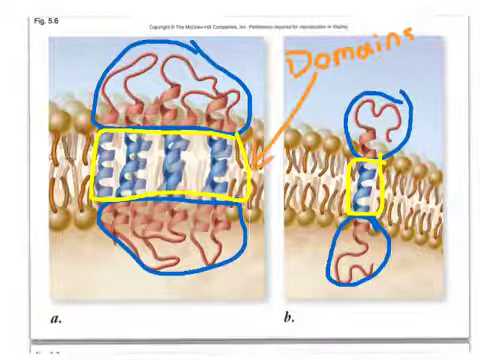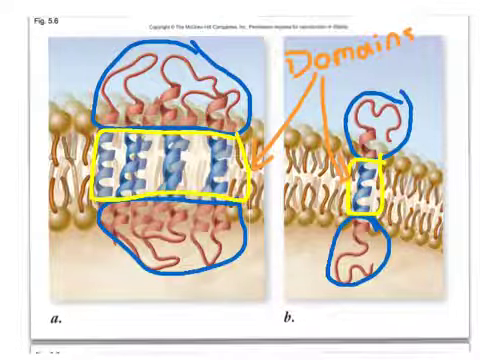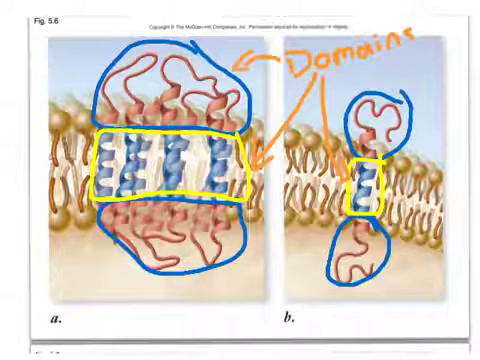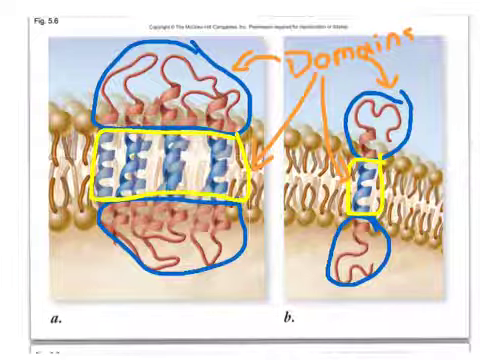Okay, so this would be the hydrophobic domains. And then here would be the hydrophilic domains. Okay, and in both cases here we see a bunch of alpha helices, these helical structures.